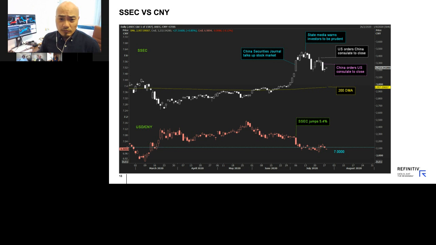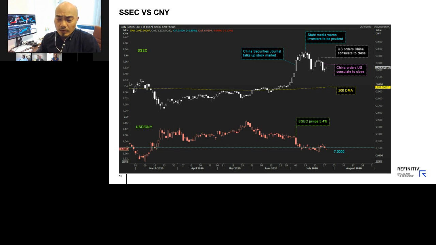So we've seen the Shanghai Composite come off like 3.9% on Friday when China ordered the US consulate in Chengdu to close. Yet the CNY lost only about 0.3% to the US dollar. And for the year, the onshore yuan is only down about 0.5%. At its worst, it was down about 3% this year.